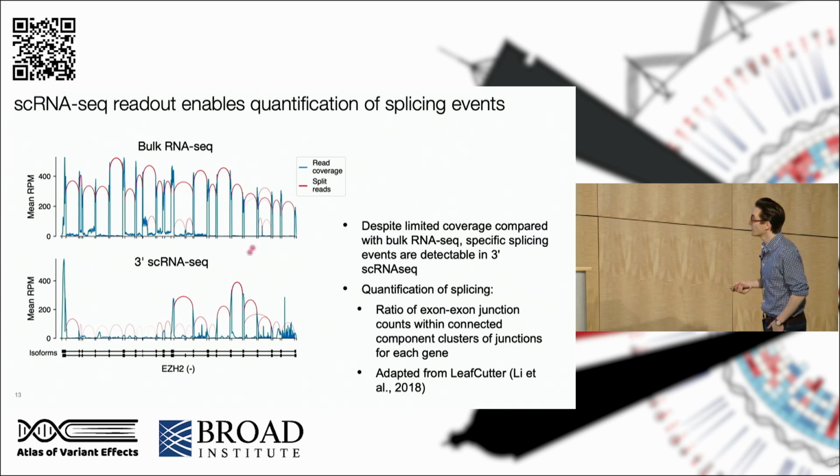When we look at this in our own data, based on the single-cell readout, this is much more heterogeneous. But nonetheless, you can see that there's relatively decent coverage on some exons, and there's plenty of splicing information.